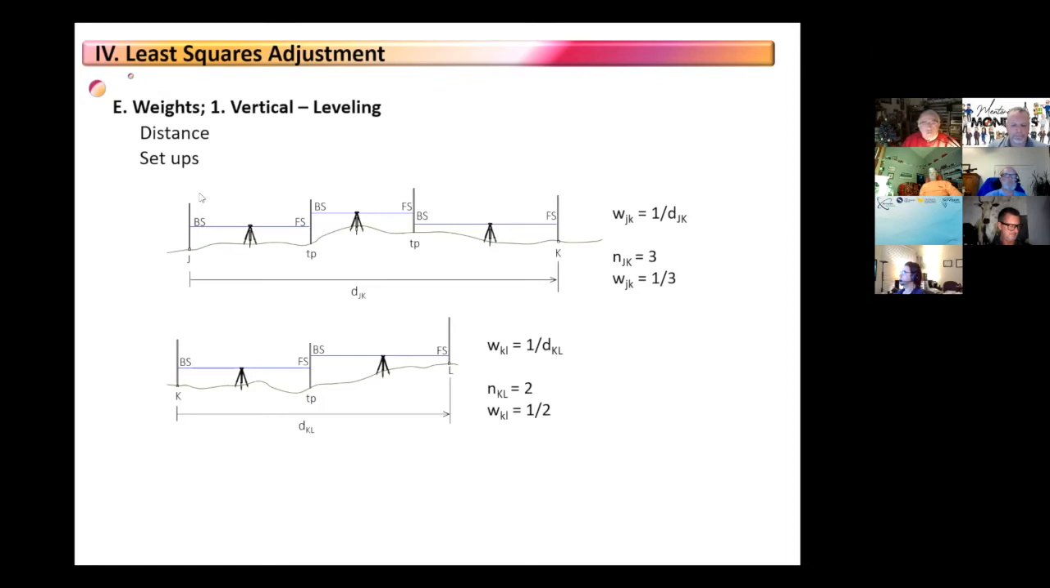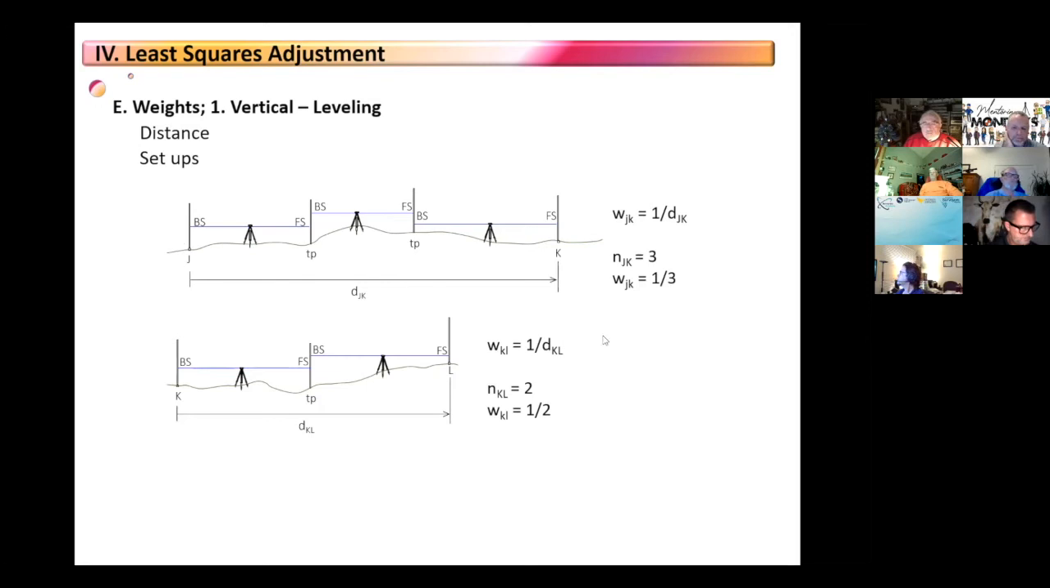One is, if we're going from J to K, the number of setups that we have, because every time we set up the instrument, we introduce the potential for an error. So we might have 3 setups here, we only have 2 setups here. This one's going to be subject to more error than this one right here. So our weight could be inversely proportional to the number of setups that we have. So 1/3 versus 1/2 here. This is a higher weighted situation than this one is.